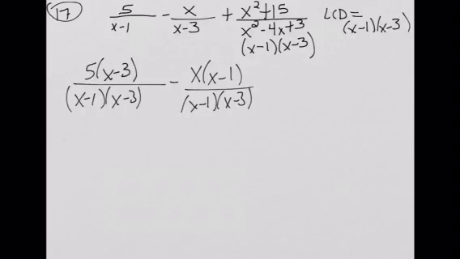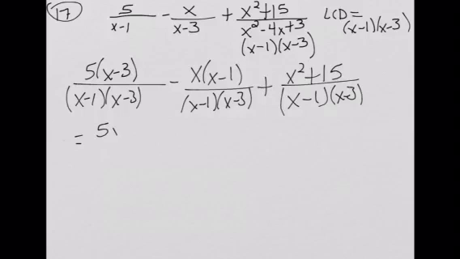And then the last one, it's not missing anything, and so we just leave it as it is. We don't have to multiply it by anything. It already has that common denominator of x minus 1, x minus 3. And so now from here, it's just a matter of cleaning this up. And so we're just going to distribute through, clean up the top.